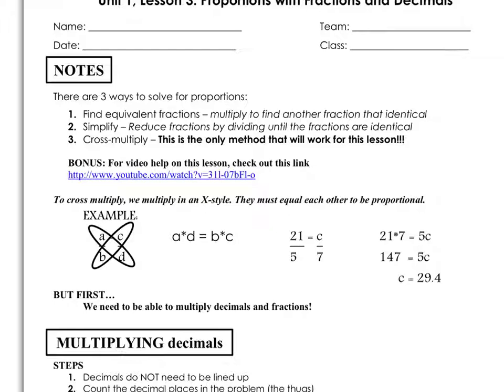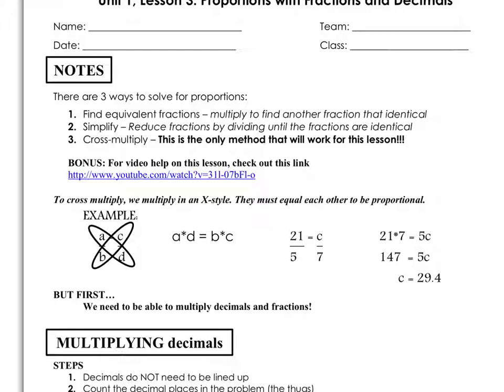So we're going to take, like I said, we're going to take it up a step. Instead of doing whole numbers, we're going to do decimals and fractions. And let's begin by talking again about our three ways to find if something is proportional or equivalent, where you can multiply, you can divide, or number three, cross multiply. Notice that it's in bold.